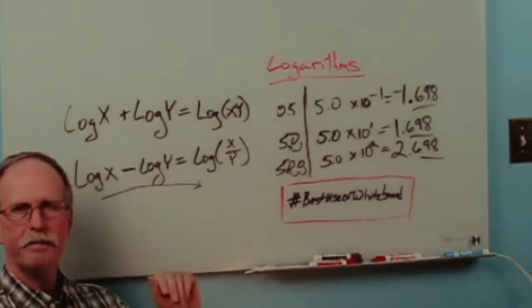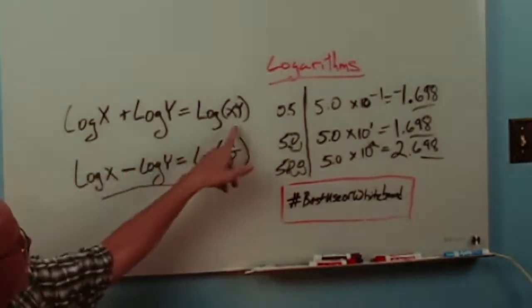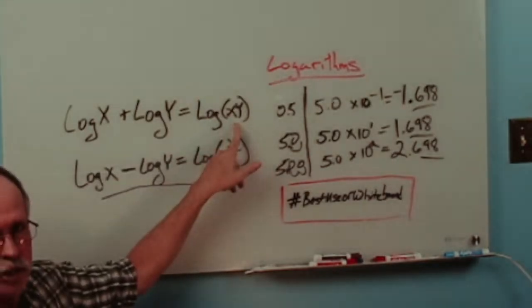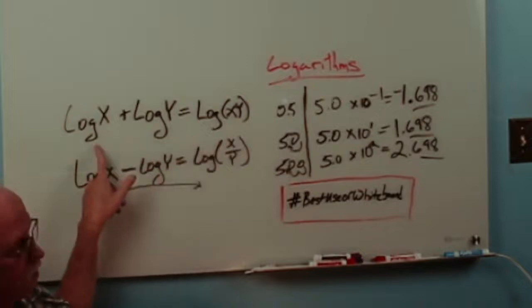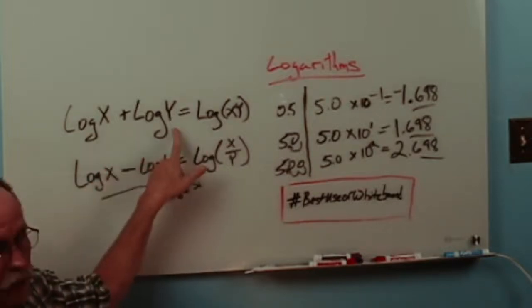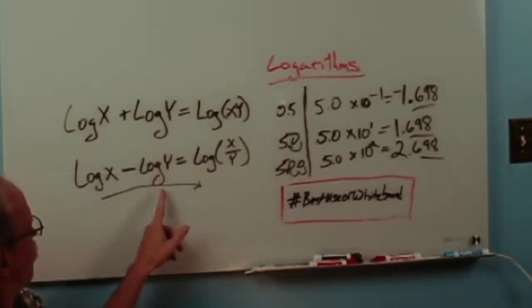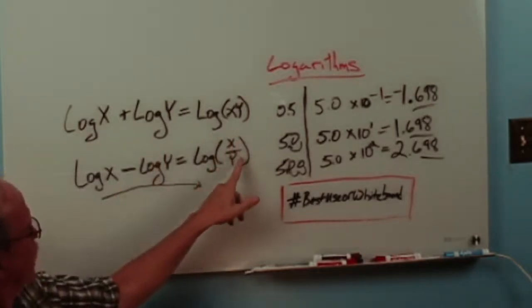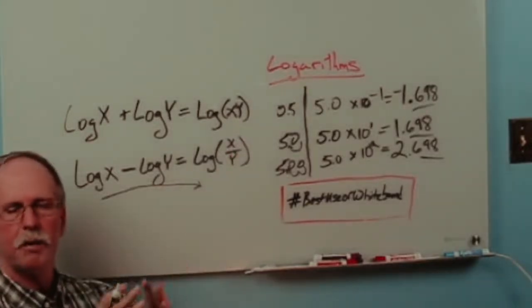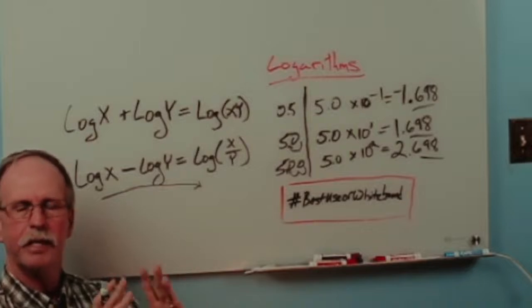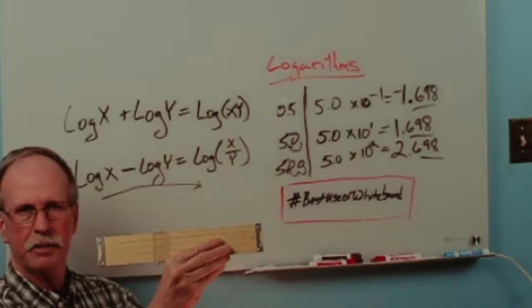Okay, so let's go ahead and have a look at these two rules of logarithms. If you multiply two numbers together and take their log, that's exactly the same as taking the log of one and adding it to the log of the other. Likewise, if you subtract the log of one from another, you're dividing that second number into the first. What this does is it basically turns all multiplication into addition and all division into subtraction. And quite frankly, that's the basis of how a slide rule works.